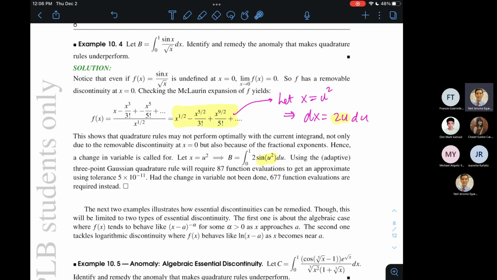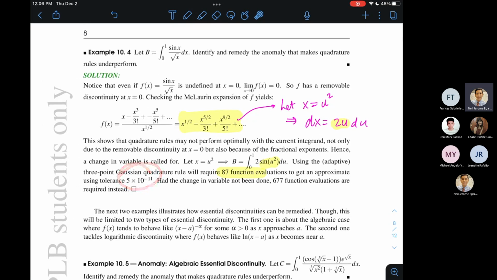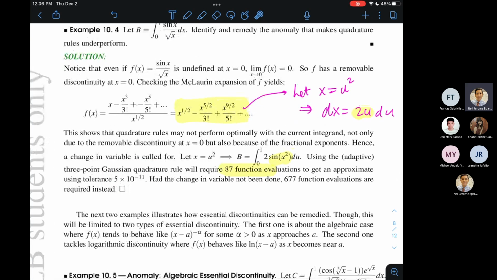Pag gumamit ako ng adaptive or composite 3-point Gaussian quadrature rule, kailangan ko lamang ng 87 function evaluations para yung approximate ko ay accurate up to 5 times 10 to the negative 11. So, pero kung gagawin ko yung parehas na method, yung adaptive 3-point Gaussian quadrature rule, para yung error ay hindi lumampas ng 5 times 10 to the negative 11, it will take me 677 function evaluations to do that. Okay, so medyo ang laki nung improvement.